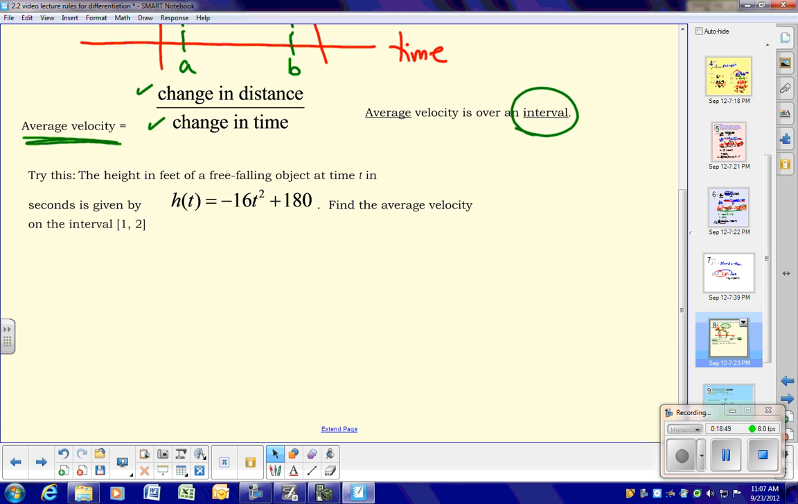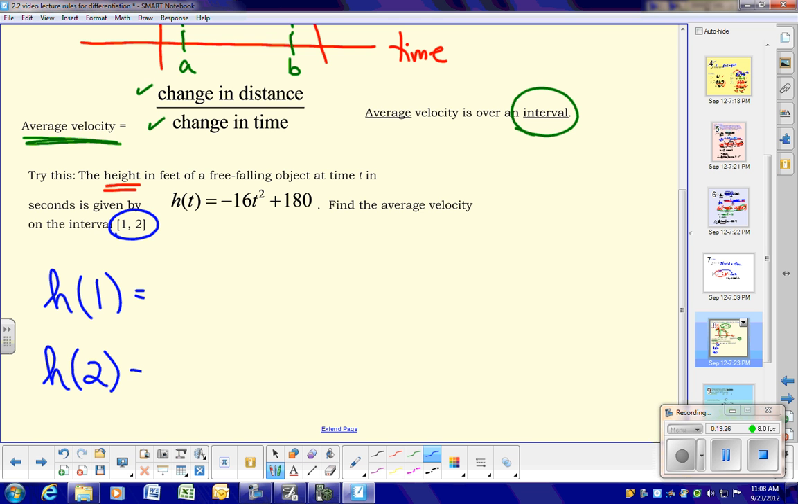Okay? Here's a problem that has an average velocity question. It says the height in feet of a free-falling object at time t in seconds is given by that function. Okay? So I know this is a position function because it's describing height. It's describing where something is. And here is that position function. If I'm looking for average velocity, I'm just looking for the slope of a secant line. So I need 2 points. Okay, it's set on the interval from 1 to 2. So I'm going to find out the position or the height of this function at 1 and at 2.